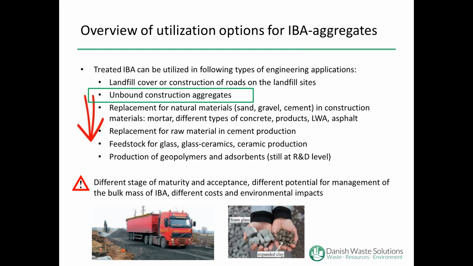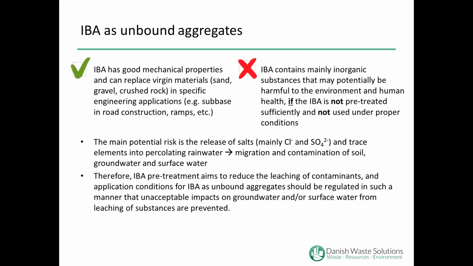And the most used option worldwide is the utilization as unbound construction aggregates. And this is what we will be discussing further. So what are the pros and cons of this option? The good thing is that bottom ash has good mechanical properties and can replace virgin materials in specific engineering applications.